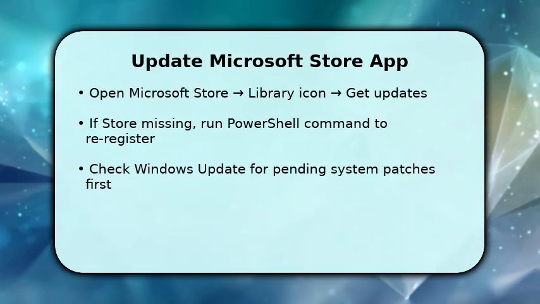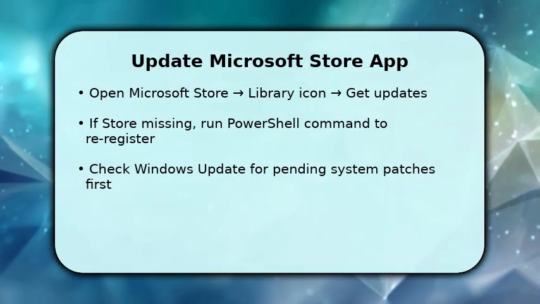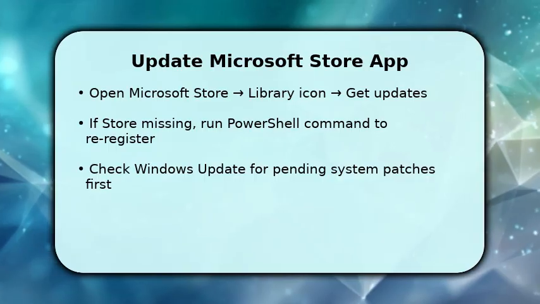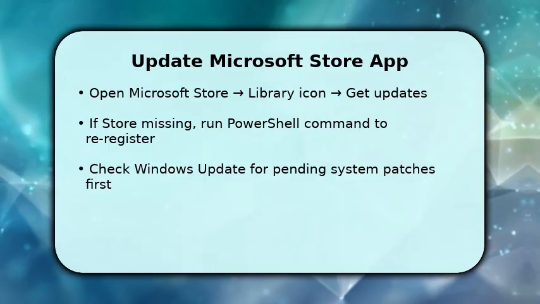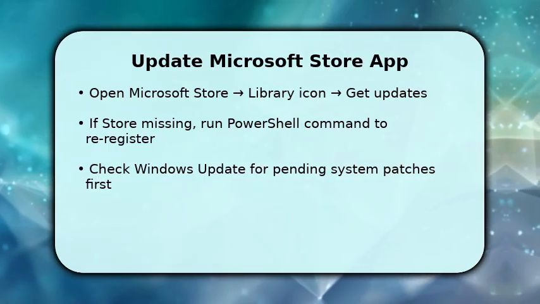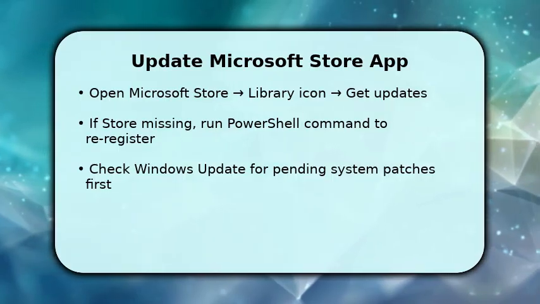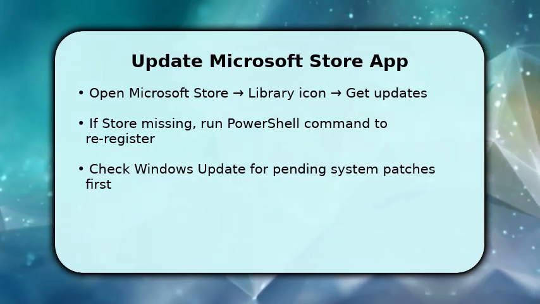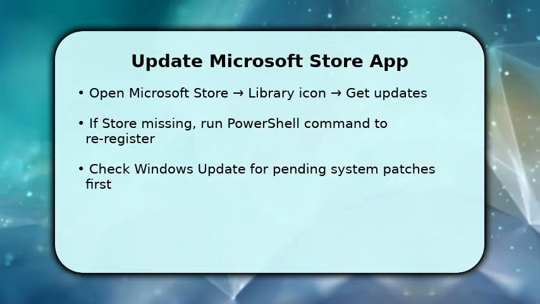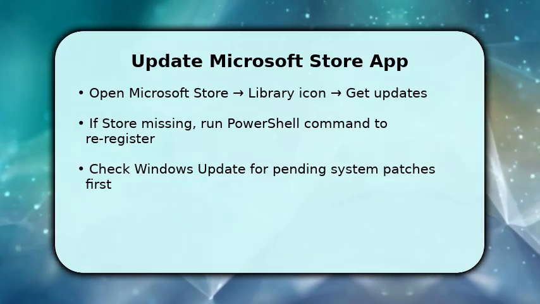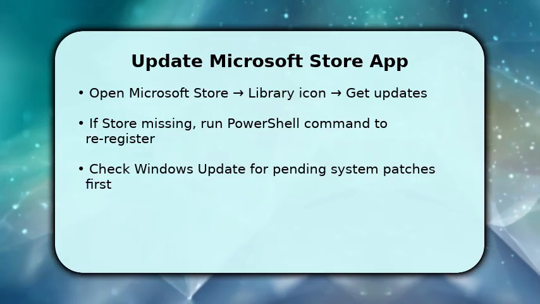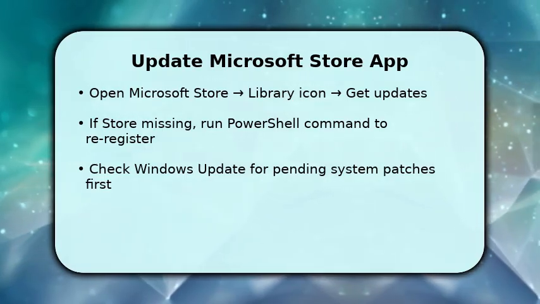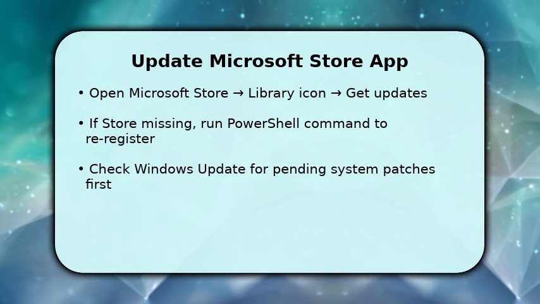Open Microsoft Store and click Library, then select Get Updates so Store and related apps fetch the latest packages. If Store is missing or won't open, run PowerShell as admin and re-register the app using the apps package command. This repairs corrupted manifests. Also check Windows Update and install pending system patches because the store often requires specific OS components. Once those install, restart and repeat Get Updates.